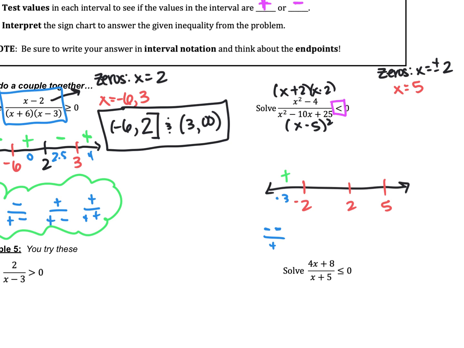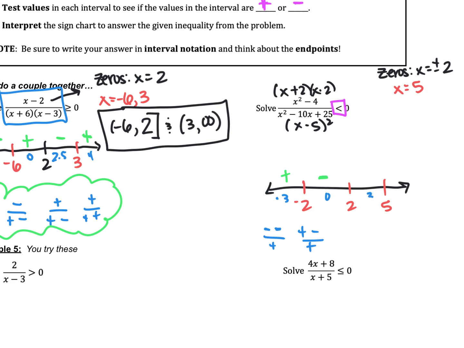Check my next interval. Ooh, I can use a 0 right there. He's my favorite. Okay, I know the denominator is going to be positive, so I don't have to think about it. On the top, I'm going to get a positive and a negative. If I finish that ratio, I'd get a negative.